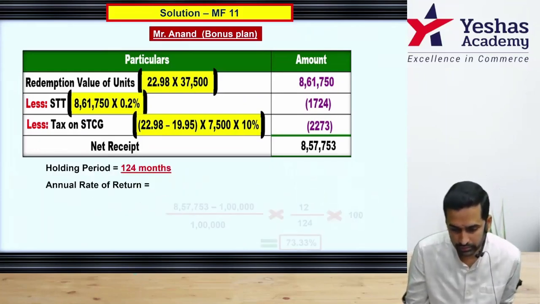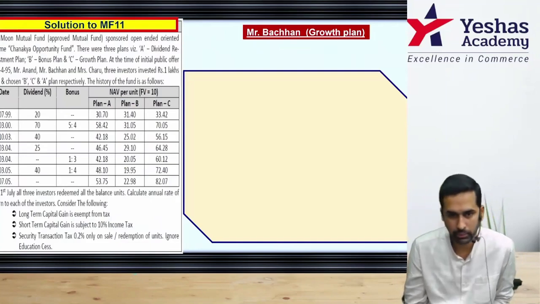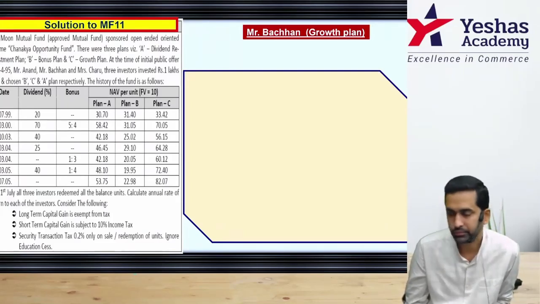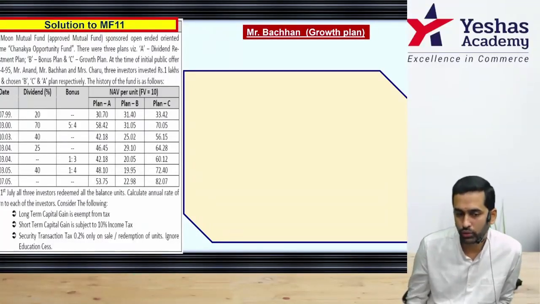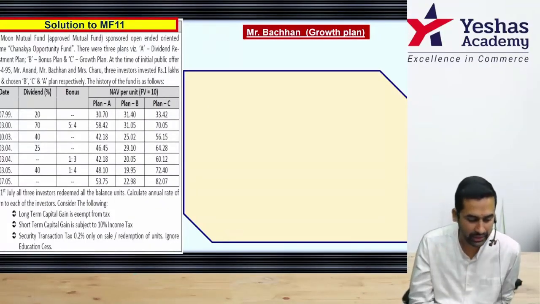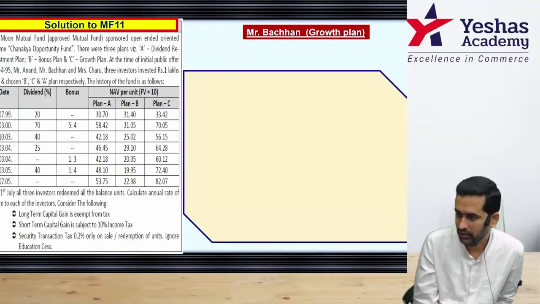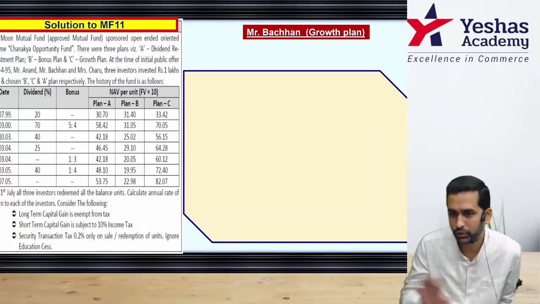As per the question, Mr. Bachchan. And Mr. Bachchan is under growth plan, correct? He has selected plan C. And plan C is growth plan. Heading Mr. Bachchan, growth plan. I want you to think and tell me how to work out. This must be easy. Tell me how much is investment made. Same 1 lakh. And how many units? 10,000. How many units he will be selling? 10,000 only. In growth plan, number of units will not change.